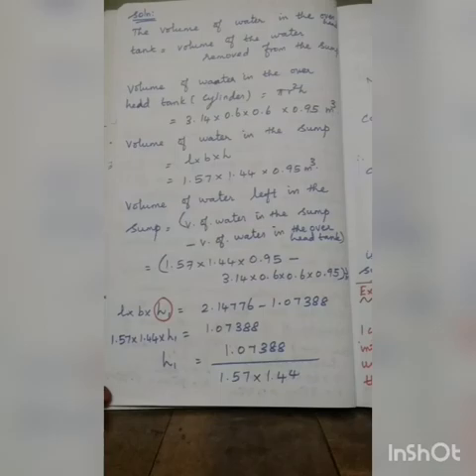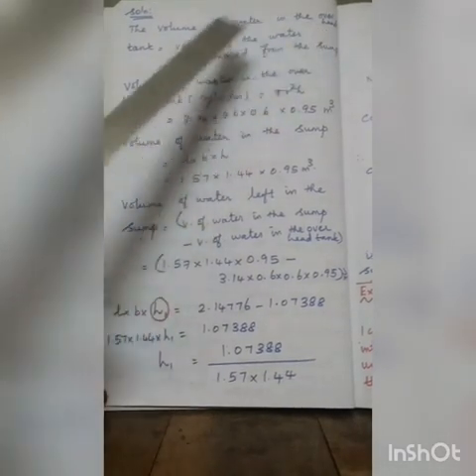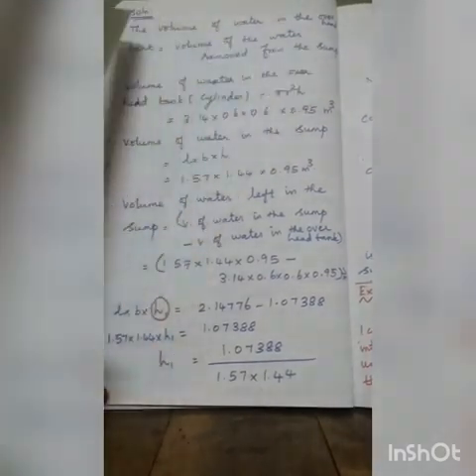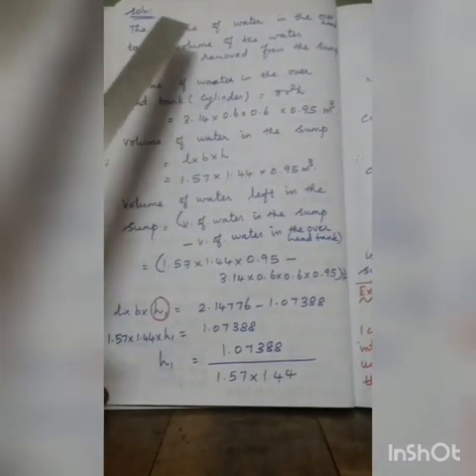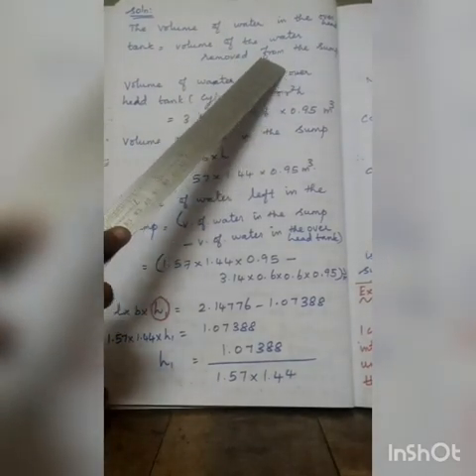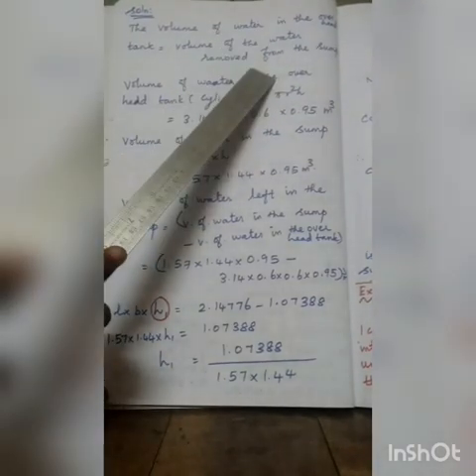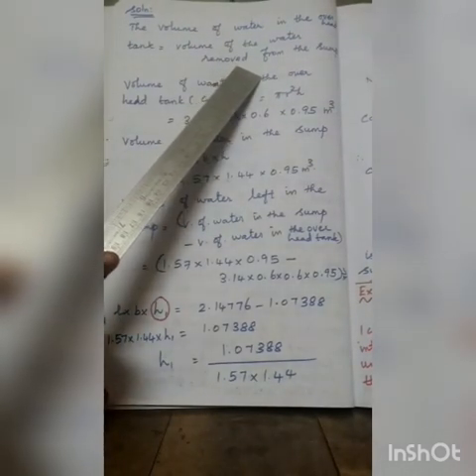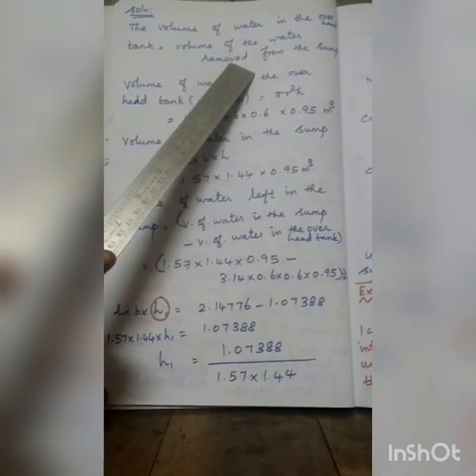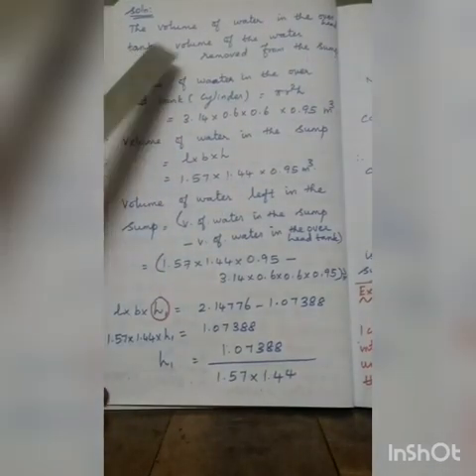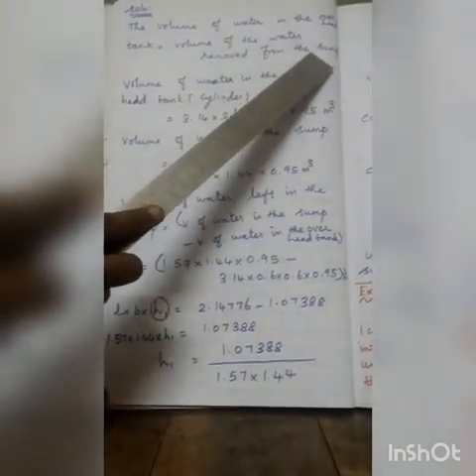Solution, listen. The volume of the water in the overhead tank is equal to the volume of the water removed from the sump. Okay, volume of the water na, tank la evlo volume of water irukko, adhu edhukku equal ah irukku na, sump la ulla water ku equal ah irukku. Sump la ulla water pump panni cylinder ku transfer pandrom. So that remaining water kku equal ah irukku. Volume of the water in the overhead tank is equal to the volume of the water removed from the tank.